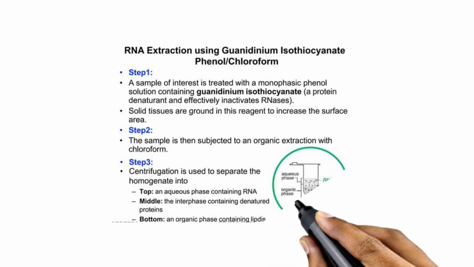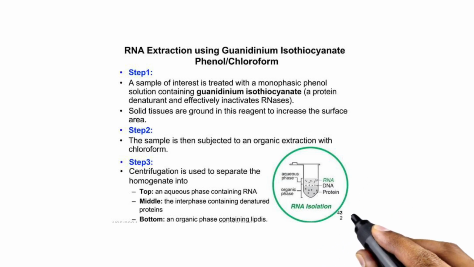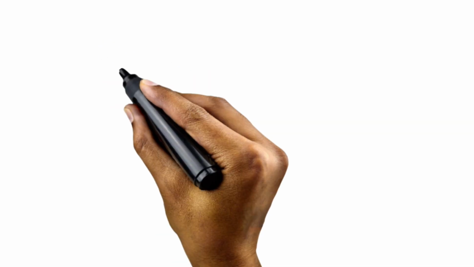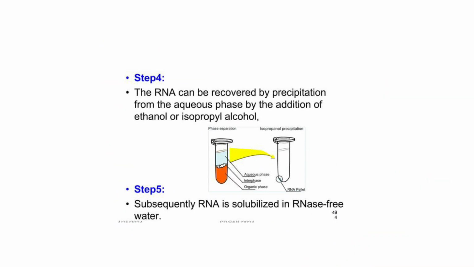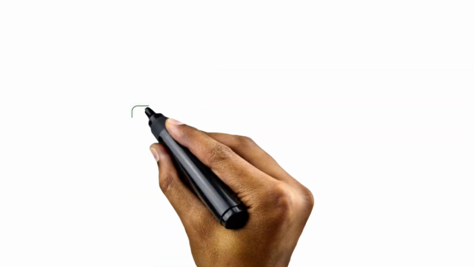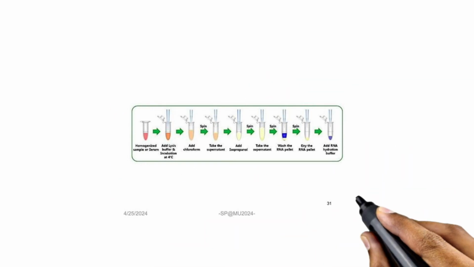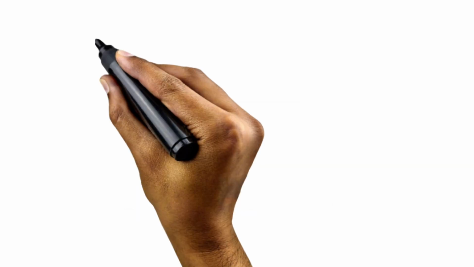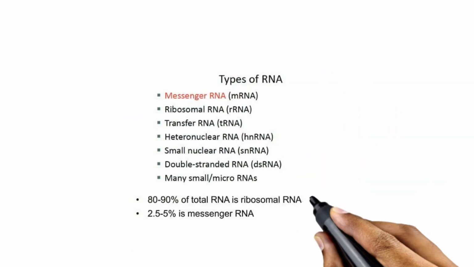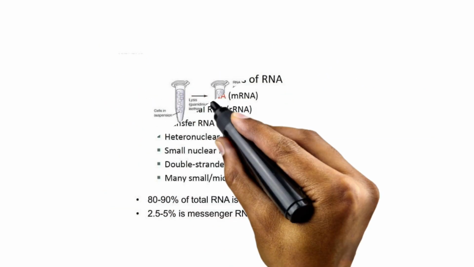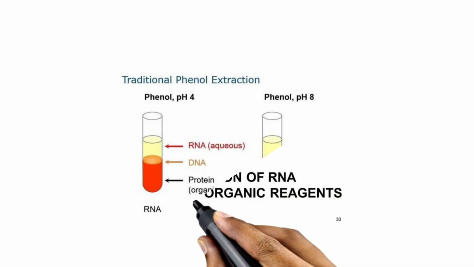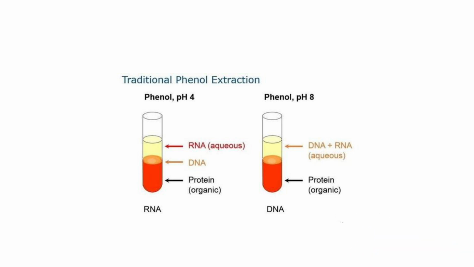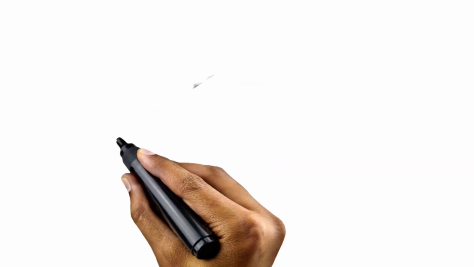Step 1. The sample of interest is treated with monophasic phenol. Step 2. The sample is subjected to organic extraction. Step 4. The RNA can be removed by precipitation from the aqueous phase. These are the different steps you can note down. Now types of RNA: messenger, ribosomal. As you know, extraction of RNA using the organic reagent is a traditional method based on pH, that is pH 4 and pH 8.